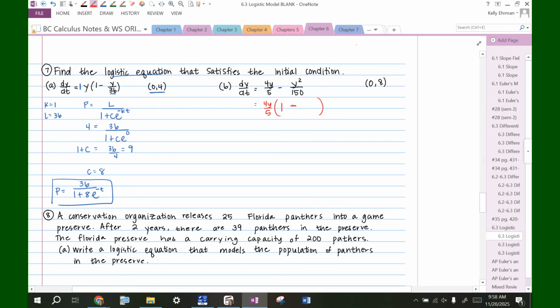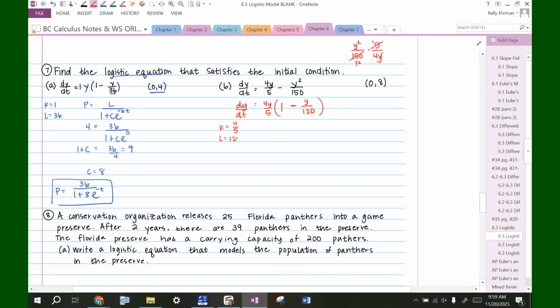And I'm going to do this math off to the side here. So y squared over 150. If you are factoring out 4/5 y, you're really dividing by 4/5 y, or you're multiplying by 5 over 4y. Okay, so I don't want to do 4 times 150. Do 5 divided by 150. That's 1 over 30. So there's a y left in the numerator, and we have 30 times 4, 120 down here. So this is the dy dt. I want it to be in this format because I don't want to mistakenly say the carrying capacity is 150. It's actually only 120. So K is 4/5.